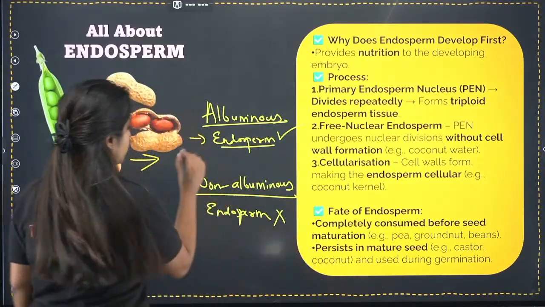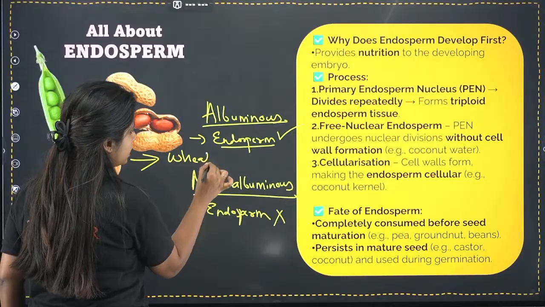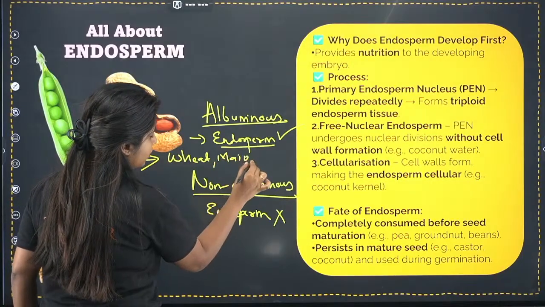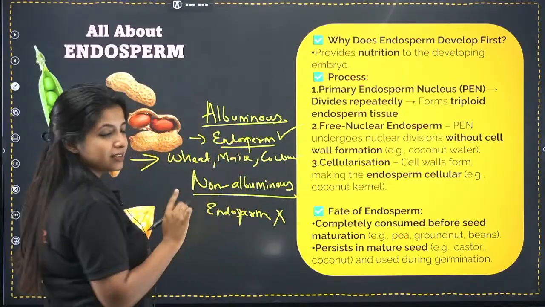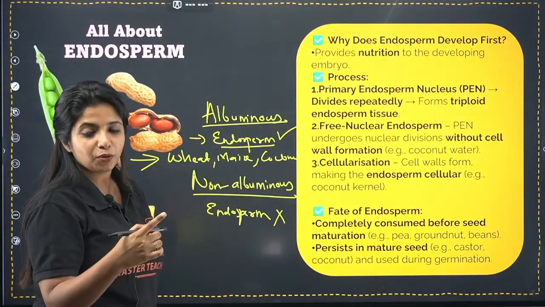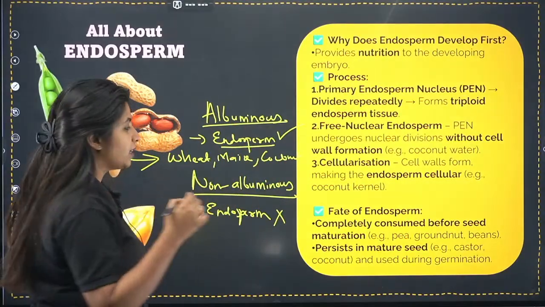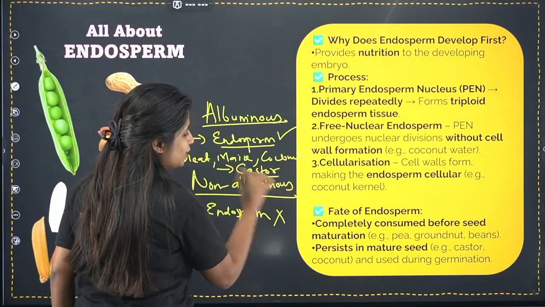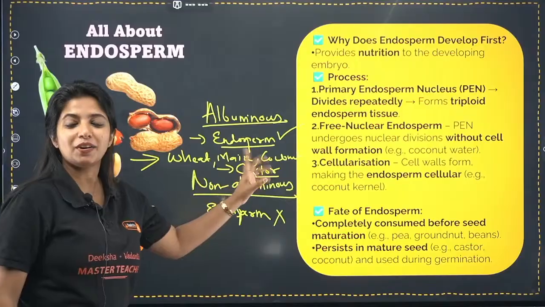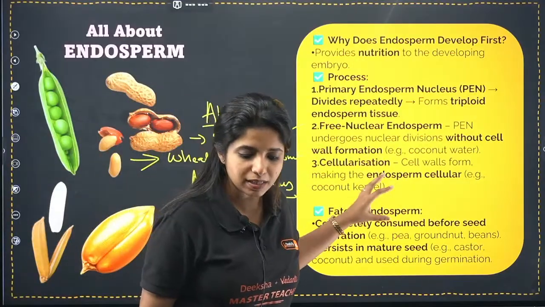mostly it's monocot. Monocot means what? You have wheat, you have maize, okay, and you have coconut. All of them come under this only. Another example that you have, but it is not a monocot, it's actually a dicot. That's the only odd one out, and that is castor. These come under albuminous seeds, since the endosperm is still persisting.